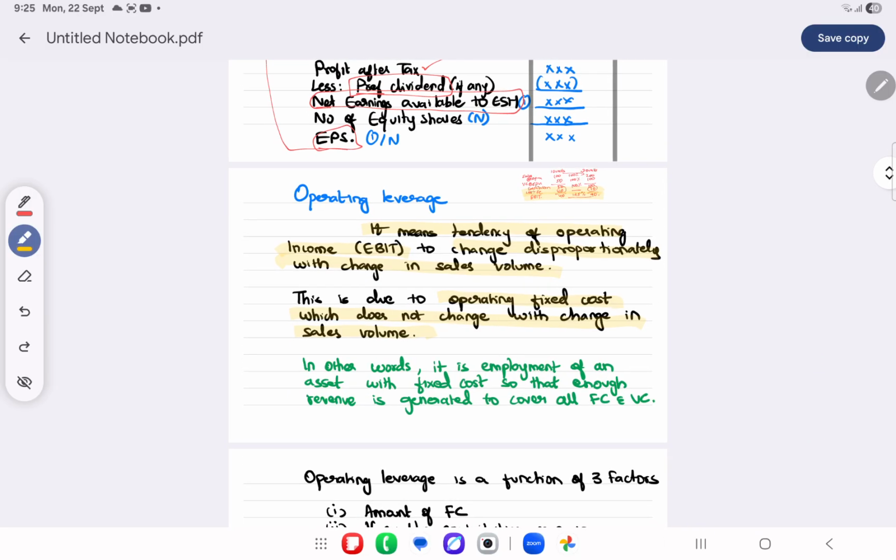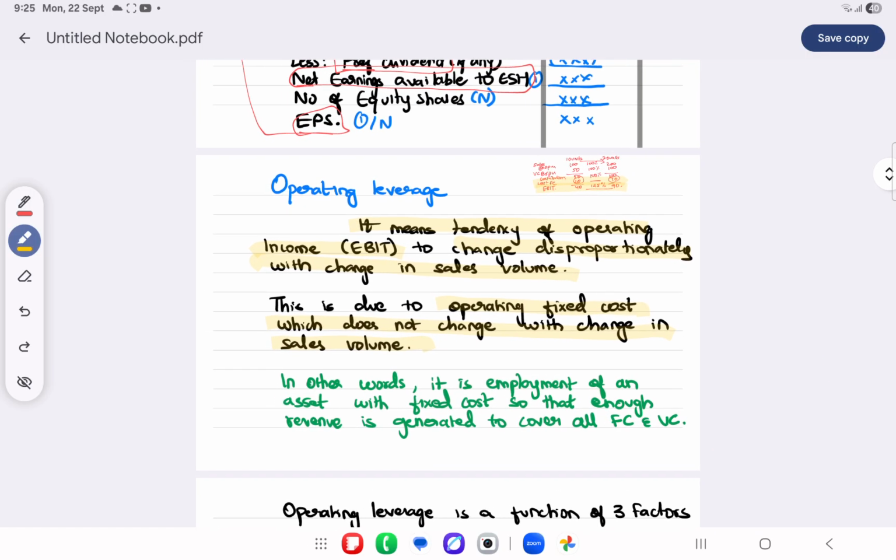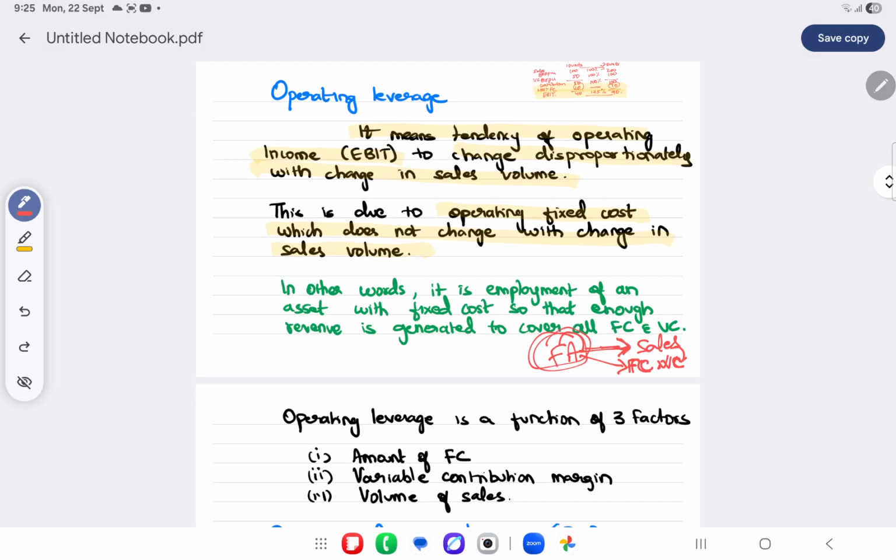In other words, operating leverage is this: we have employed fixed assets, which will generate sales. Why are we employing fixed assets? We'll have the benefit of sales, and we'll have the cost of fixed cost and variable cost. Because of sales there will be variable cost, so our fixed asset should generate enough revenue so that it covers our fixed cost and variable cost. This using of fixed assets is called leverage.